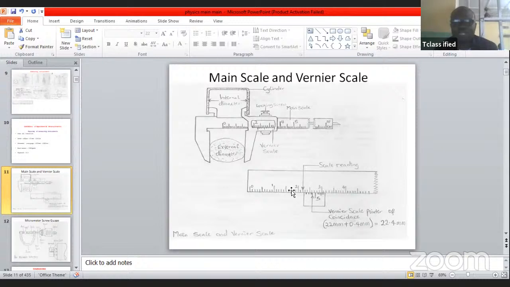Now, looking at this, you see zero here, you see one, and you see two. The first reading will be the reading on the main scale just before the vernier scale. This is the vernier scale, this second block down. You can see that this is two, and this is 22. That's why we have 22 millimeters, because this is two, the longest one, followed by the other one, 21, and the point before the vernier scale making it 22. So that's why we are having 22 here.